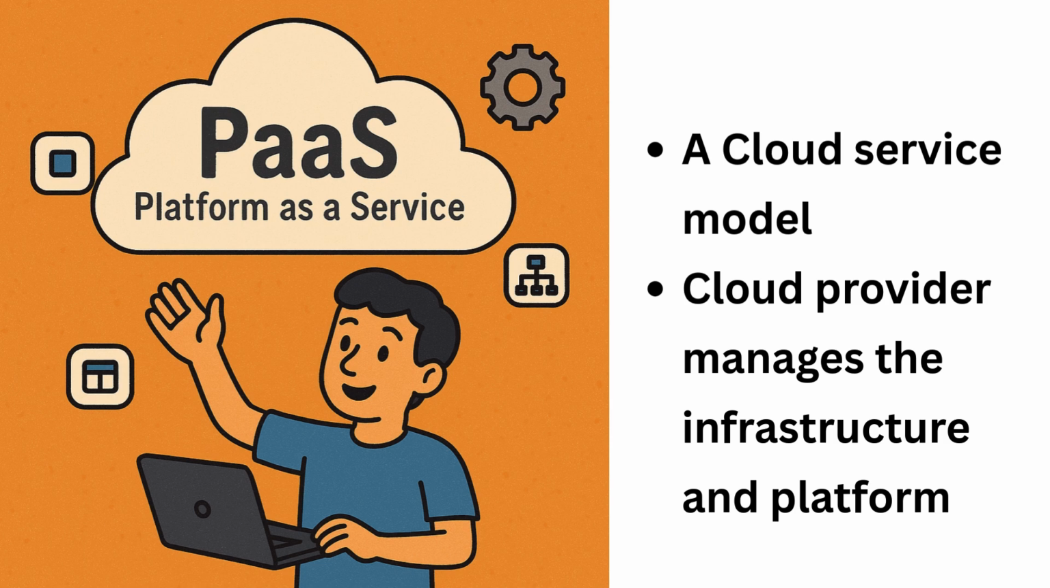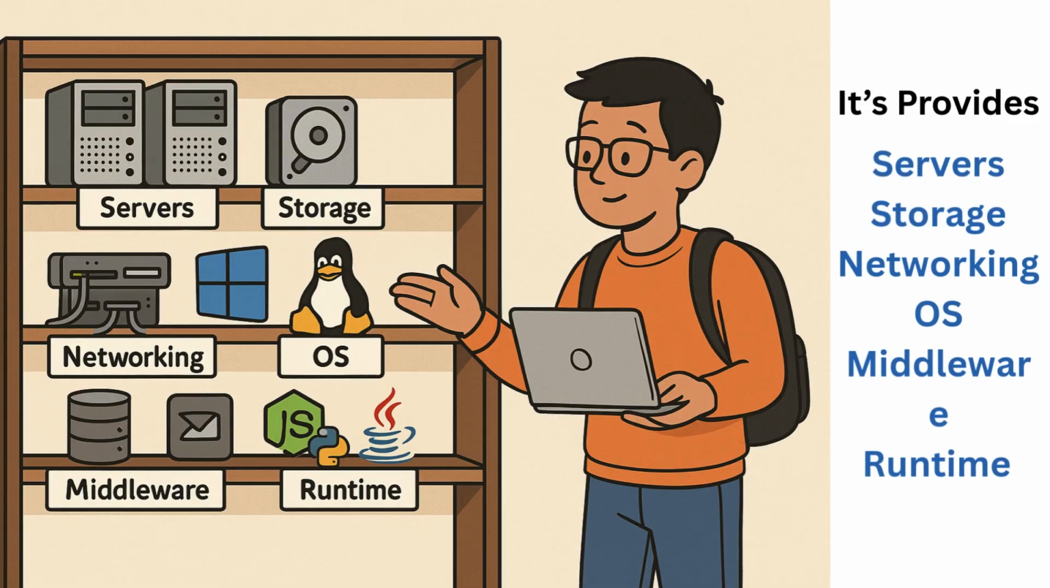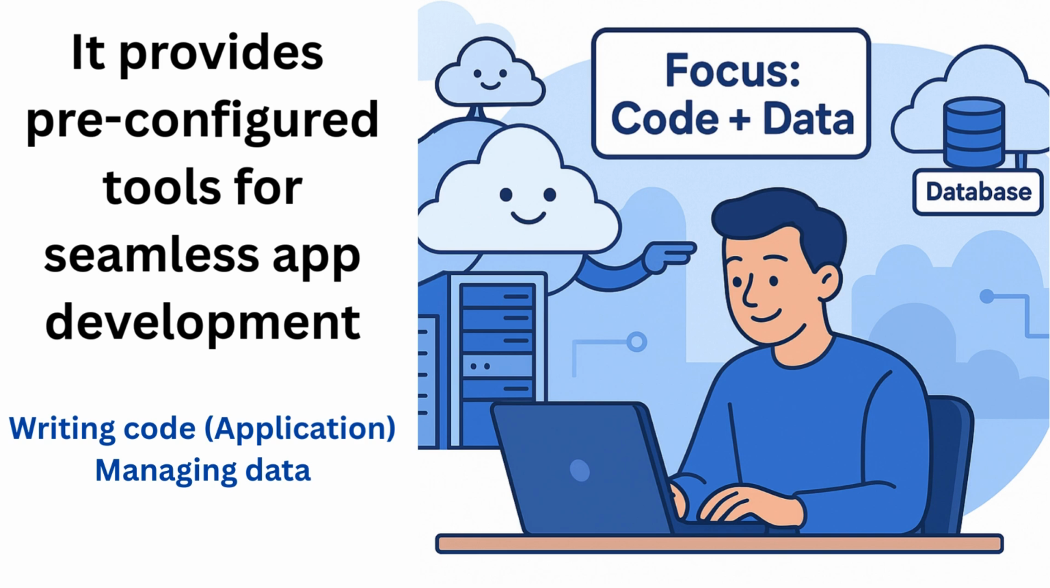What is PaaS? PaaS, Platform as a Service, is a cloud service model where the cloud provider manages everything you need to build and run applications, except your code and data. It provides servers, storage, networking, operating systems, middleware, runtime environment. All pre-configured so developers can focus only on writing code, application, managing data.